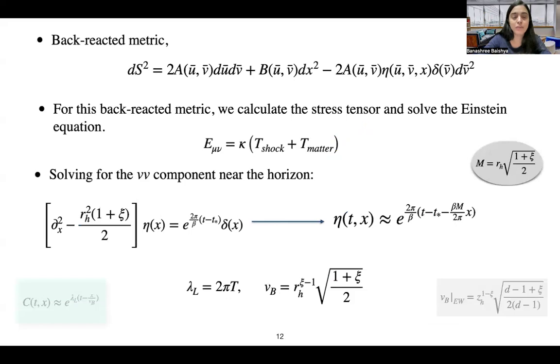Then again, from the backreacted metric, we can calculate the stress tensor and solve the Einstein equation near the horizon. Solving the uu component of the Einstein equation near the horizon, we get the shock profile, and this is exponential in form. Then I calculate the Lyapunov exponent and butterfly velocity from the shock profile, which matches with the previous result.